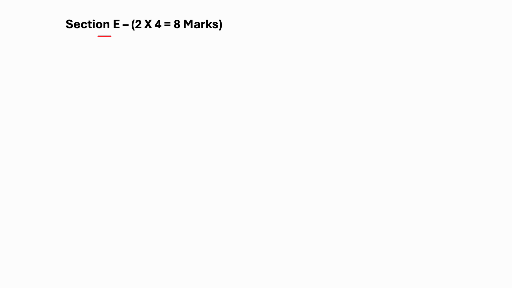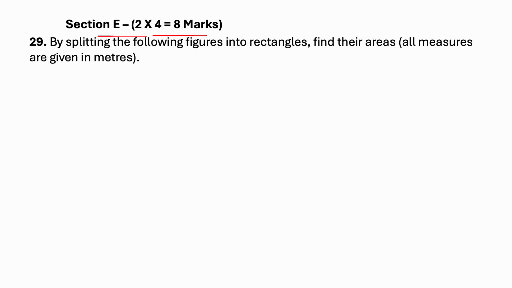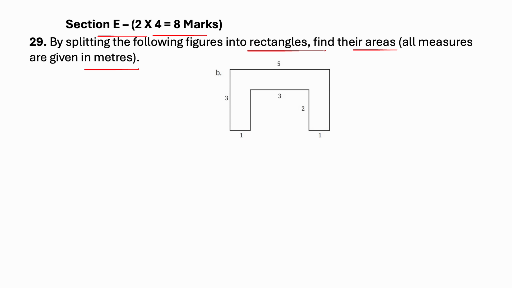Next we have section E. We have 2 questions of 4 marks each, total 8 marks. First one, by splitting the following figures into rectangles, find their areas. All measures are given in meters. So here a figure is given. You have to split this figure into rectangles and you have to find the area of this figure.